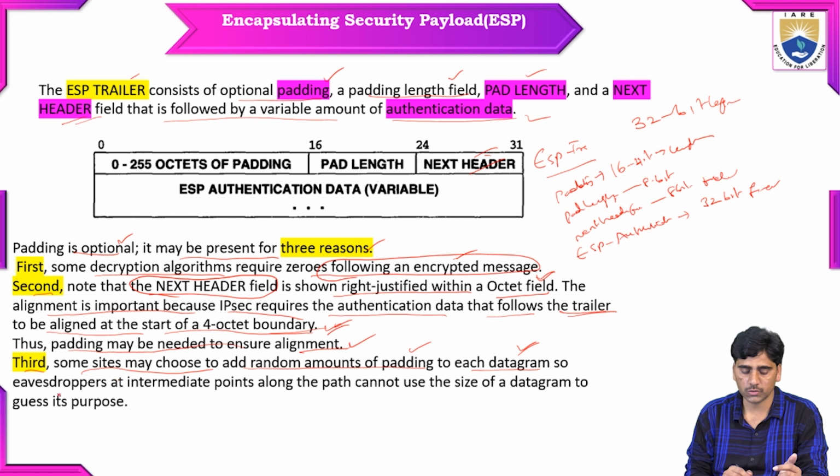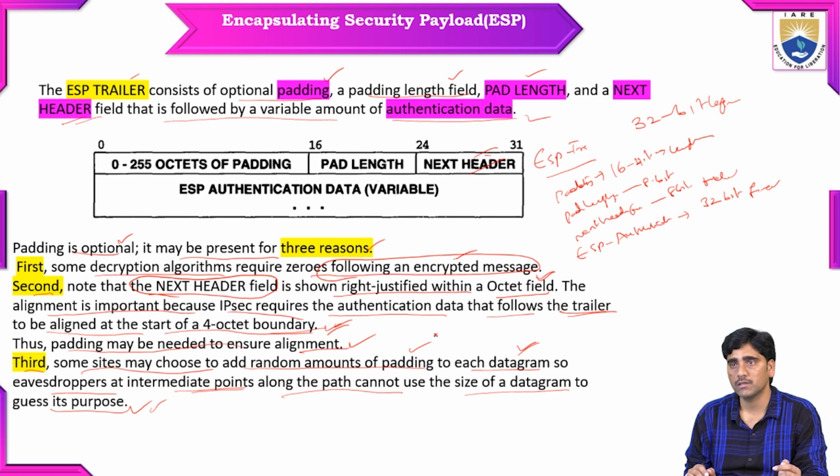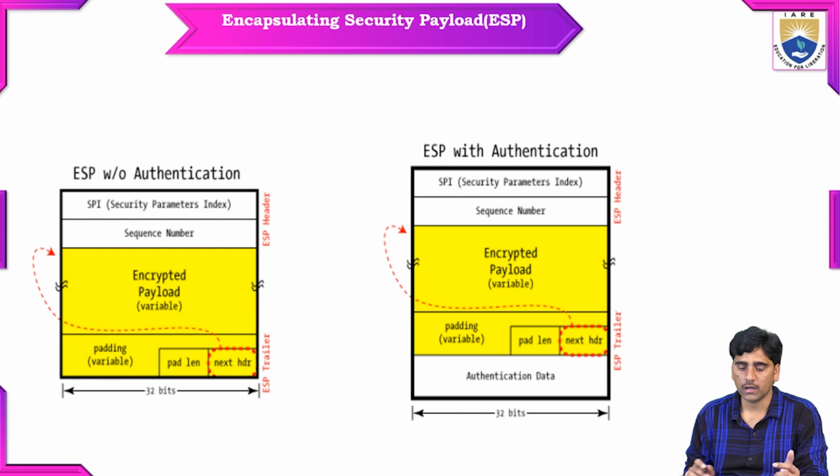So use eavesdroppers at intermediate points. Eavesdroppers are nothing but data leakages. The data leakages at intermediate points along the path cannot use the size of the datagram to guess its purpose. They are not given a chance to find that path. And here, ESP without authentication and ESP with authentication.